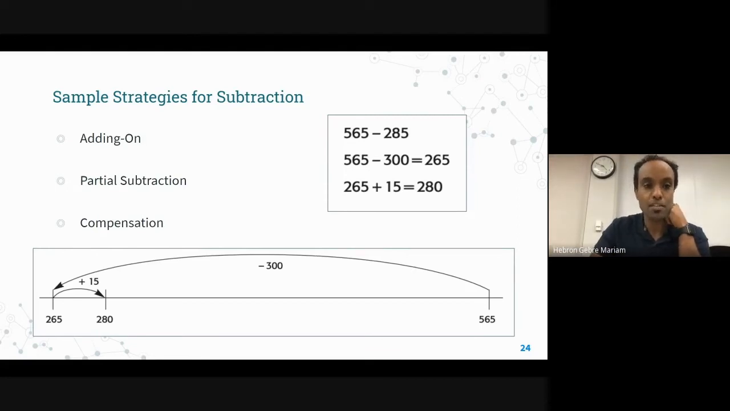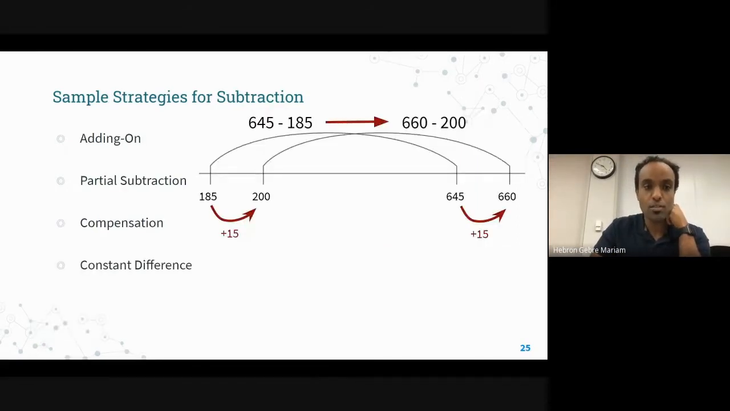And our last strategy for subtraction is one of my favorites, the constant difference. In this case, we are referring to the idea that the difference between two numbers does not change. So if I shuffle one number on my number line and shuffle the other number the same amount, whichever way, to get them to a friendly value, or one of them to a friendly value, then my difference will not change.